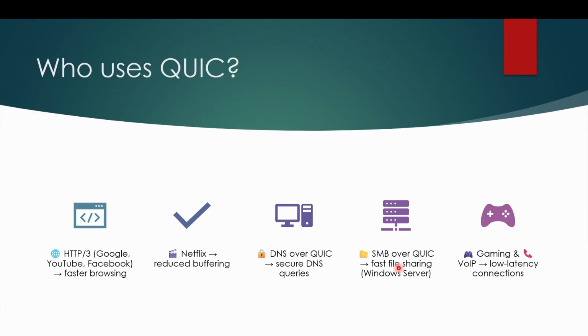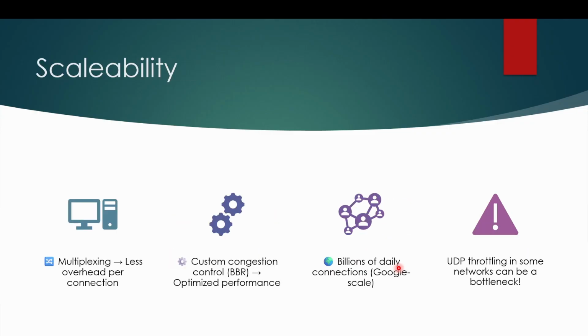QUIC scales impressively on massive traffic. That's this next slide here. Its multiplexing reduces connection overhead, and its user space design allows custom congestion controls like BBR, handling billions of daily connections on platforms like Google and Cloudflare. However, UDP throttling in some networks can limit its scalability short term, though adoption is really growing. Next, I'll jump into Wireshark now.